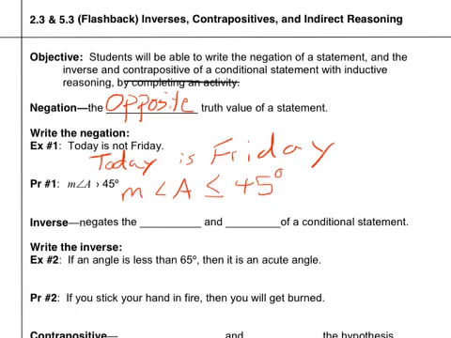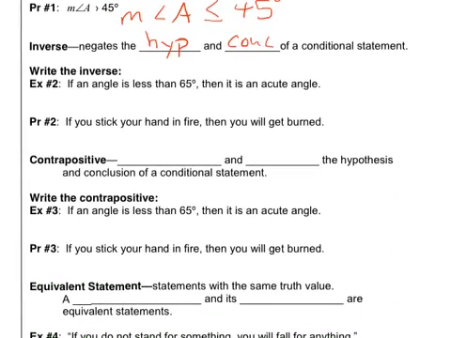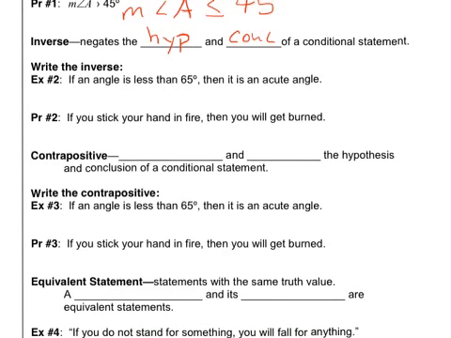Okay, an inverse. An inverse negates the hypothesis and the conclusion. So it's going to negate both. So let's take a look here. We're going to write the inverse for the statement, and we're going to use this statement down here for the contrapositive as well. So just use these same statements so you can kind of see the difference. If an angle is less than 65, then it is an acute angle.